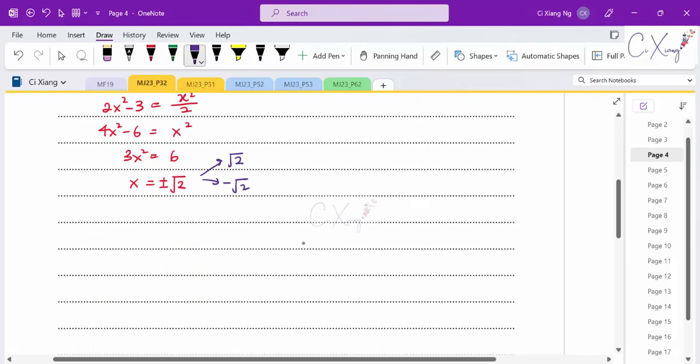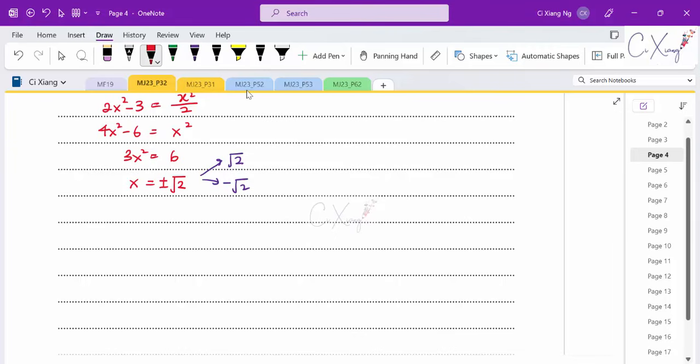Therefore, we shouldn't accept both answers for this case. We should only accept the answer square root 2. So our answer should be x equals to square root 2, and then we ignore the value of x equals to negative square root 2. So that means we only accept one answer for this question.